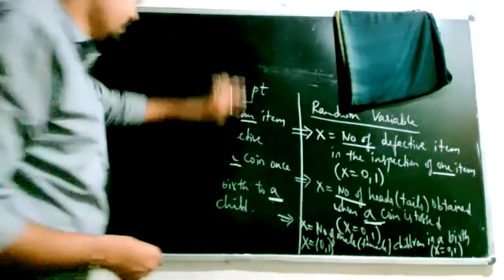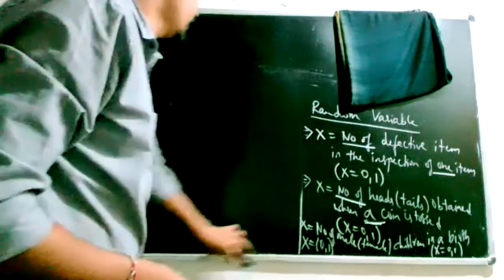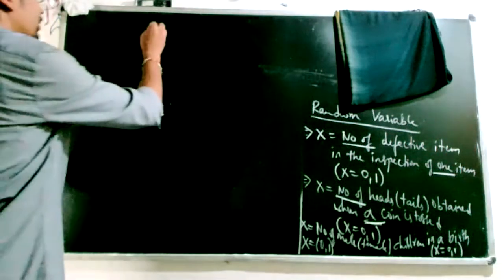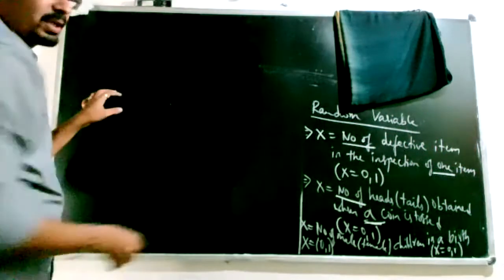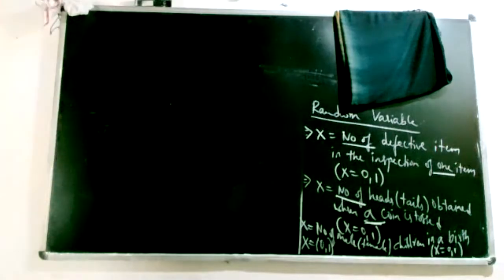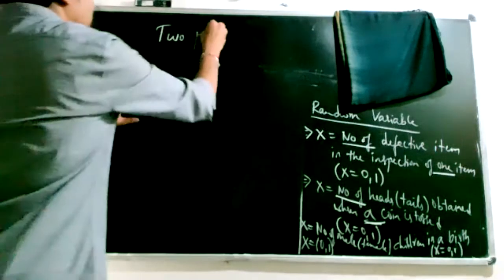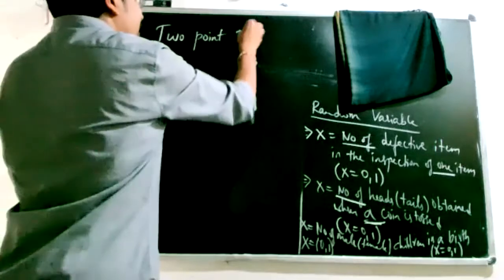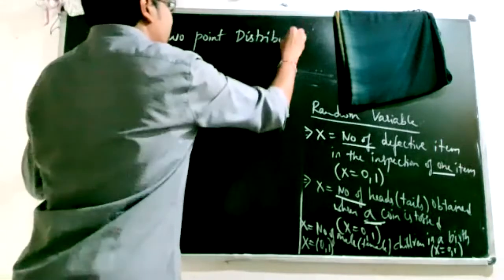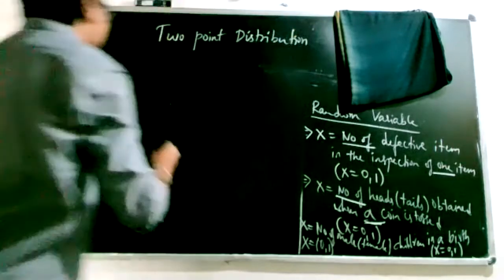Now, we'll continue with this. Next is generation of the binomial distribution. Before that, I will look into a special case where the Bernoulli is derived. That is called a 2-point distribution. Bernoulli is a special case of the 2-point distribution. So what is this 2-point distribution?